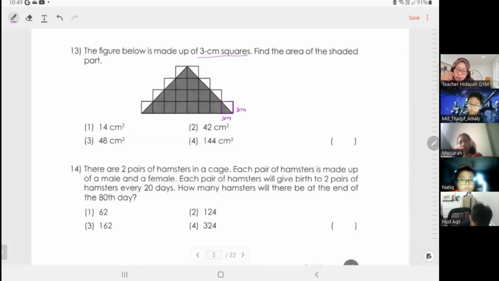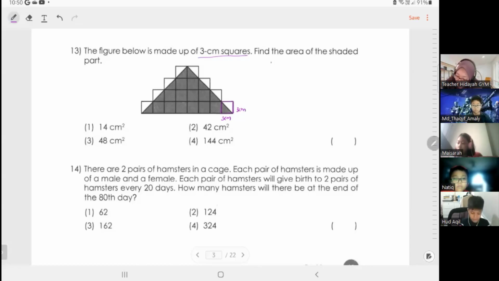Let's look at this diagram. It is a triangle, right? There's 2 methods to do this. One of the methods is to find how many squares are shaded, and then you times it with the area. That's one way. So for example, you find out how many squares are shaded.